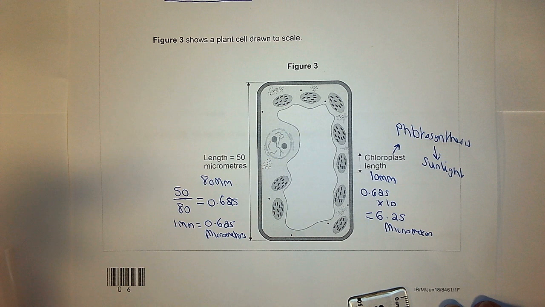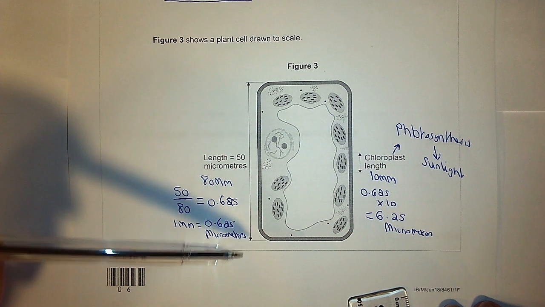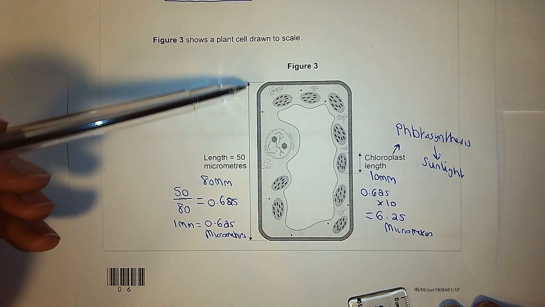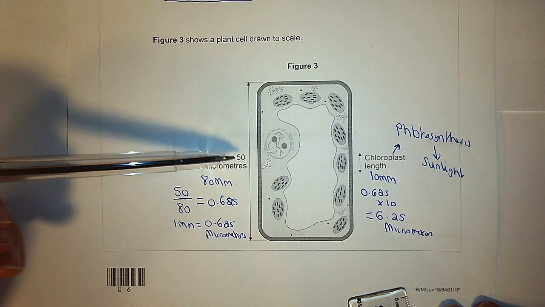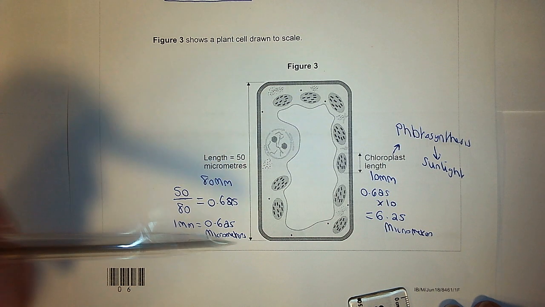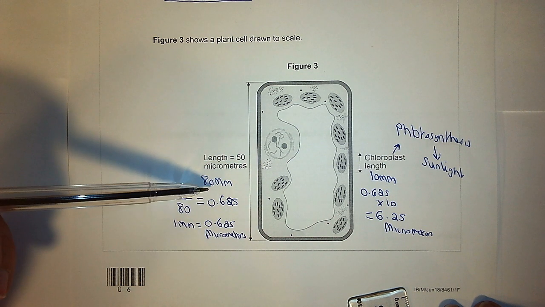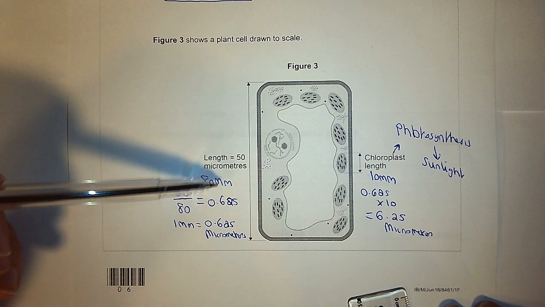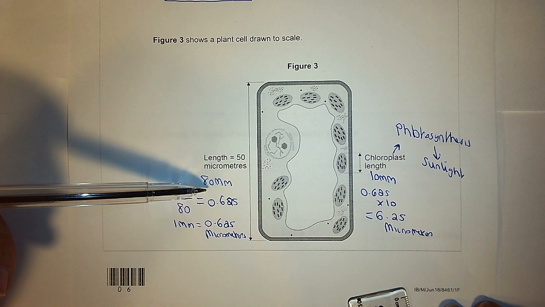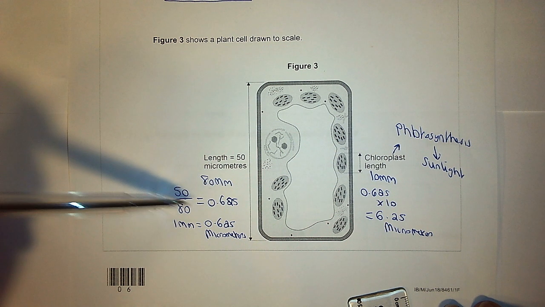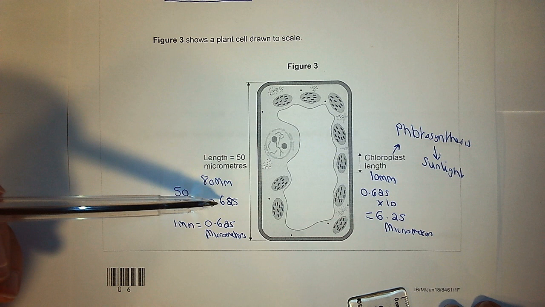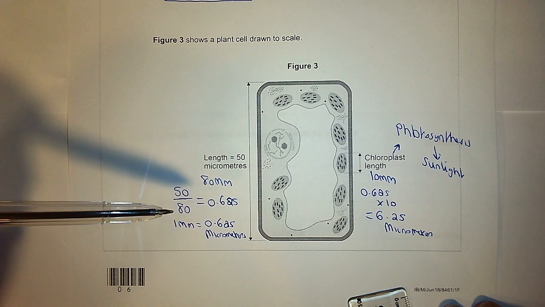So just talking through those steps again, we've got the cell, it's to scale, we're told that the length of this bar represents 50 micrometers, so we can measure the length of this bar, which is 80 millimeters, to then work out what 1 millimeter represents in micrometers. So 1 millimeter is 0.625 micrometers.